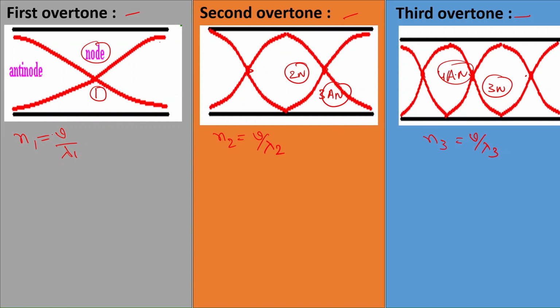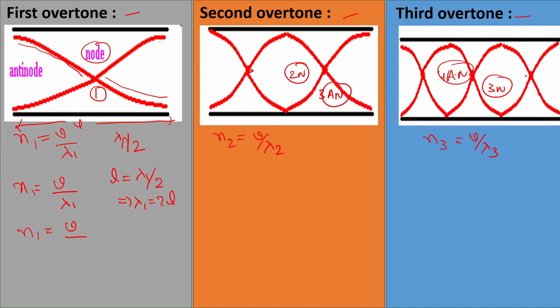Now let me start with the length. We are considering length L, and from here to here it is lambda by 4, and here to here it is lambda by 4. Then the total is lambda 1 by 2. Therefore L equals lambda 1 by 2. This implies lambda 1 equals 2L. Now n1 equals v by lambda 1, and in lambda 1's place we write 2L. Therefore n1 equals v by 2L, which I have written as n. This is the first overtone.